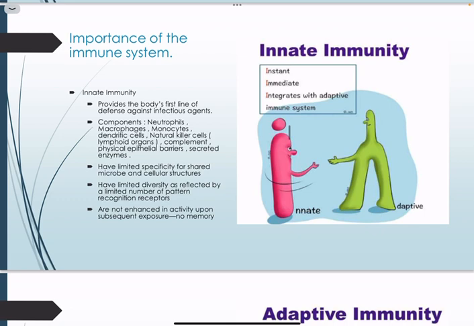Innate means instant, so it works immediately, and it integrates with the adaptive immune system. The innate immune system is very important because it's the first defense mechanism of our body against any pathogen, either a foreign body, a virus, a bacteria, etc.